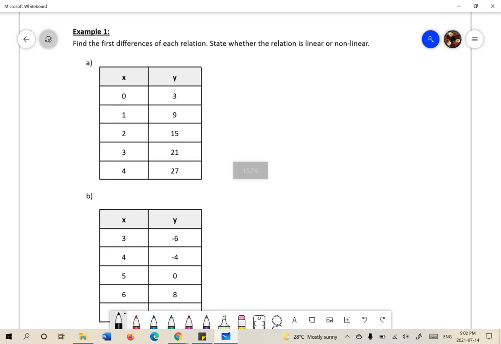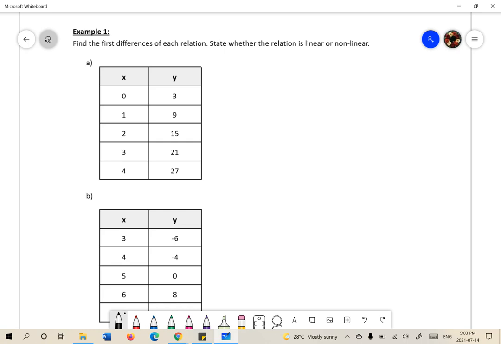Here we have two tables of values, and the question is asking us to determine whether these relations are linear or nonlinear. At this point in the course, with what we've learned, we only know if these two tables of values reflect data for a linear or nonlinear relation if we took these points and plotted them on a graph and saw if it was a straight line or not. There is another way of determining whether our table of values is displaying information for a linear or a nonlinear relation, and that's with first differences.